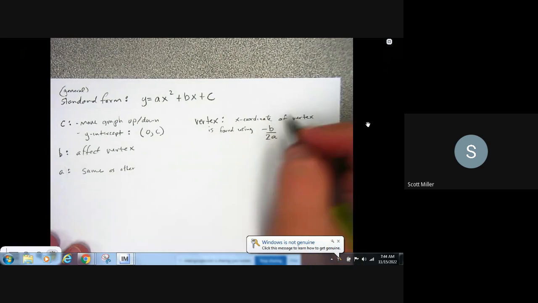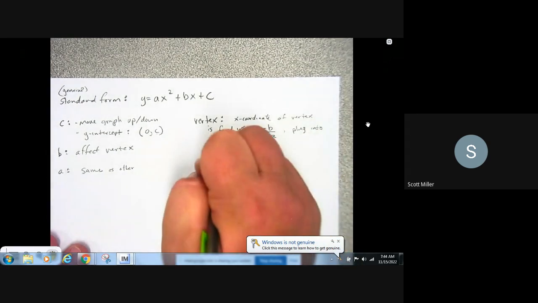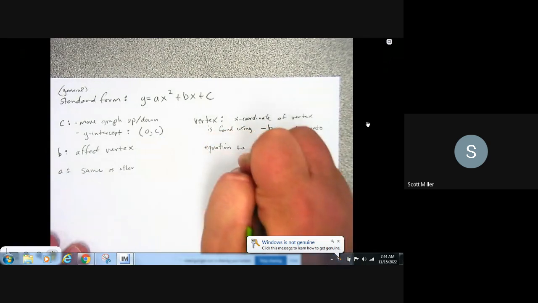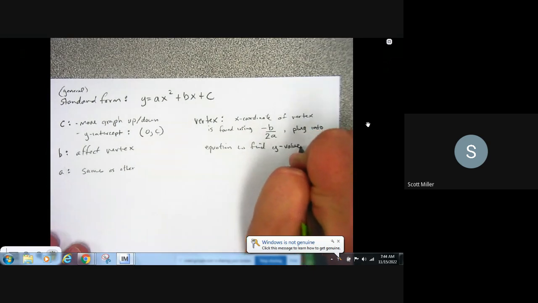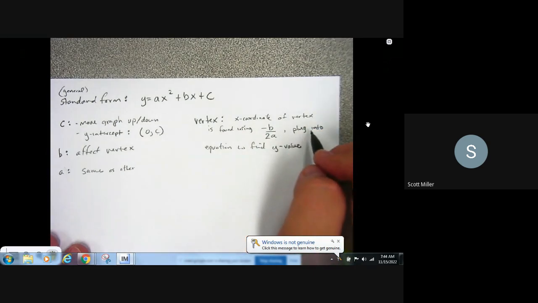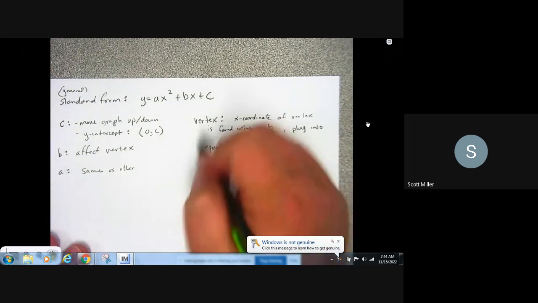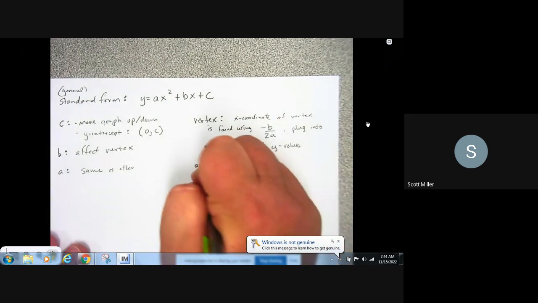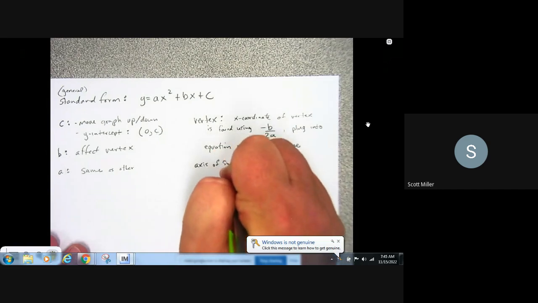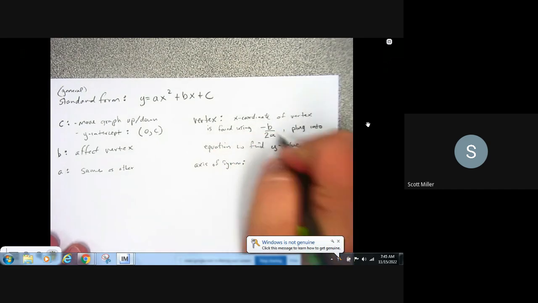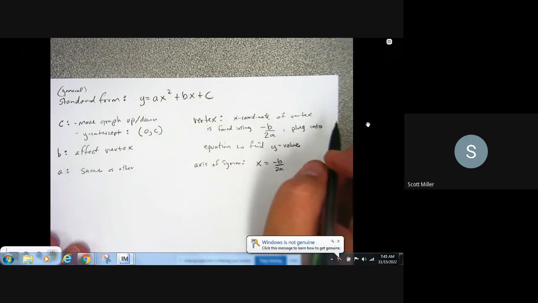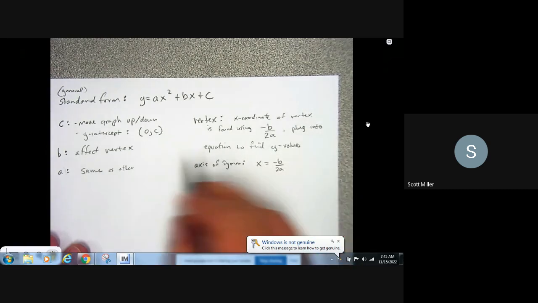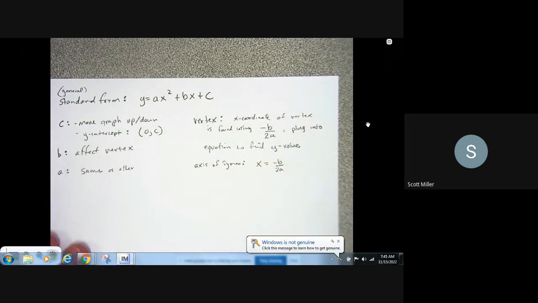Once you find this, you're going to plug into your equation to find the y value. That's the y coordinate. That's what you need to do. So this one's a little bit more involved in finding it, but you have to find that first. And then again, the axis of symmetry is exactly whatever that value is. So it'd be the equation x equals negative b over 2a. Okay? So that's how that works. And again, we're going to do an example, and I'll show you how you go about doing all this.